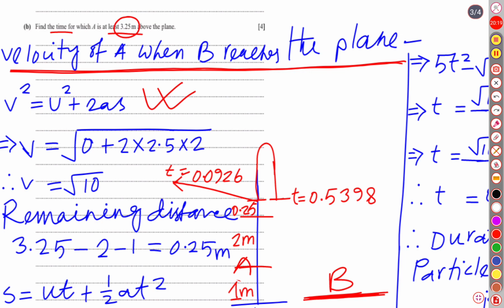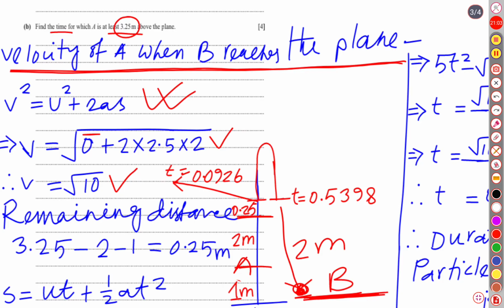V square is equal to, initial velocity is 0 because the particles were released from rest. So V square is equal to 0 plus 2 into 2.5. We cannot forget that the acceleration is 2.5, which we extracted from the previous question, and the displacement is 2 for B. Suppose B is coming down here and this distance was 2 meters. So the velocity is the square root of that. This is the final velocity for B, and the same velocity is active for A also, until A reaches up to this.